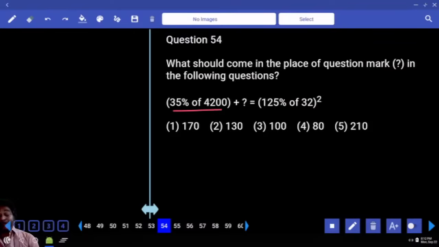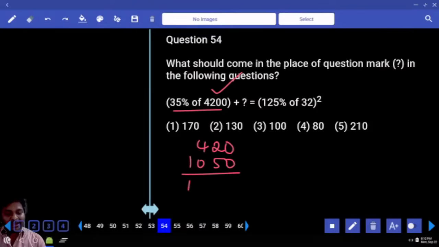% of this number, 10% plus 25%. Is that okay? 10%, 25%, half and half of the number. Half is 2100. Again half, 1050. Total value 1470. This goes to right hand side and becomes minus 1470.